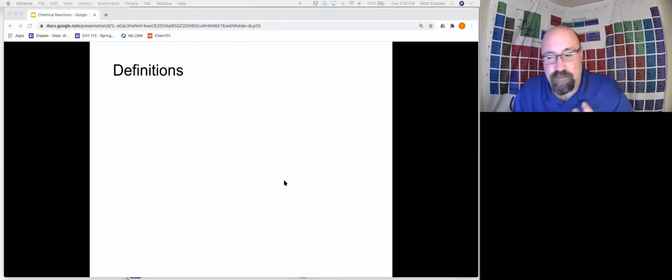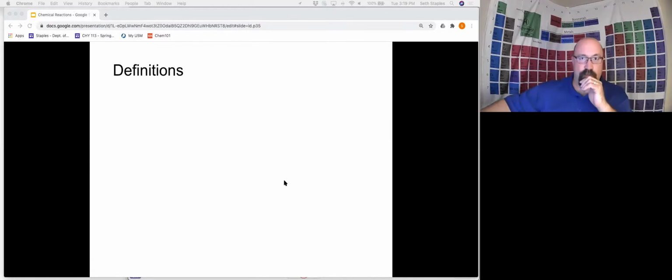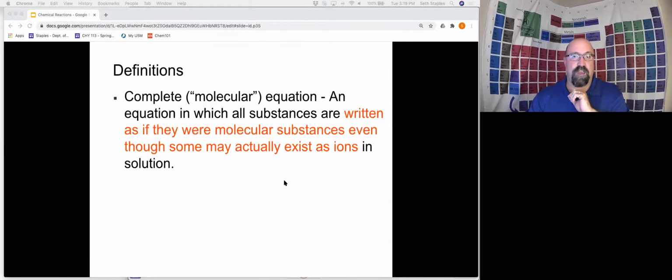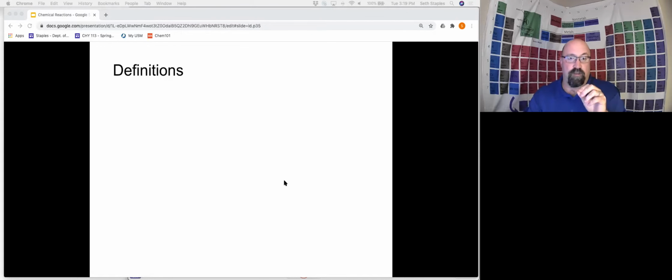So we have a few terms we have to define so that we can go on and see how we depict and write the chemical equations for precipitation reactions. We first have what we call the molecular equation, or the complete equation. This is an equation which is written as if all substances were molecular, even though some of them actually exist as ions. This is what we are used to seeing for a chemical equation.